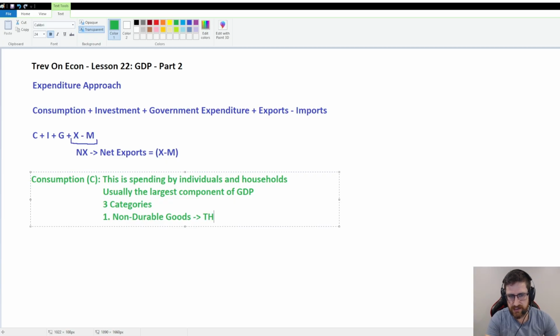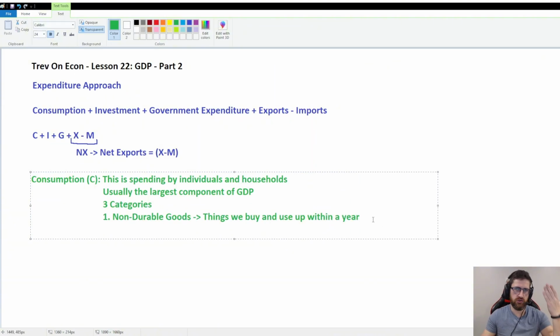So that are things we buy and use up within a year. So for example, if I was to go to the store, buy a chicken breast, I'm probably going to eat that chicken breast within the year. If you don't, you might get very, very sick. But there's things that, again, we expect to use up fairly quickly.